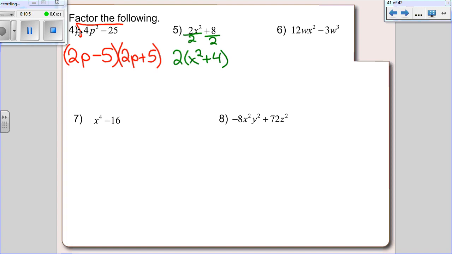Can I square root x squared? Can I square root 4? Yeah, what's the problem, Courtney? It's a plus sign. This is an addition of squares, not a difference of squares, right? Difference means subtraction. So, that is your final answer, because you can't do difference of squares when there's a plus sign.